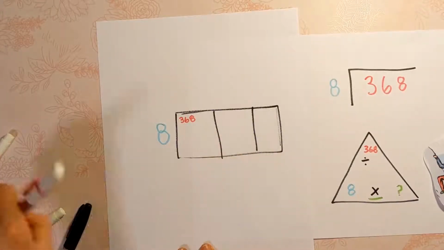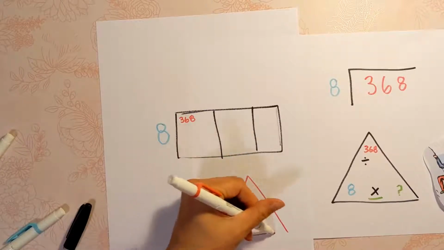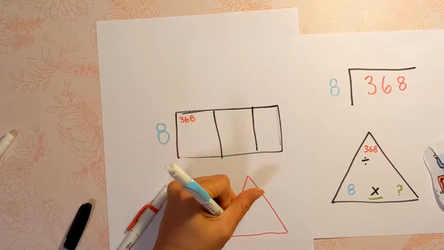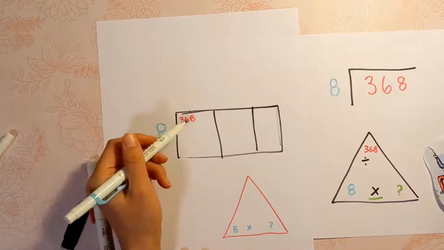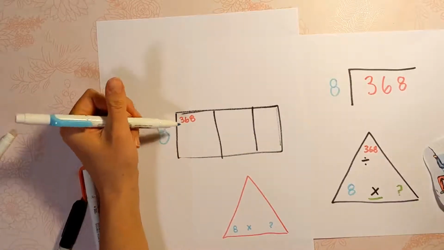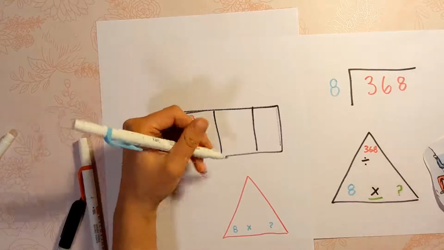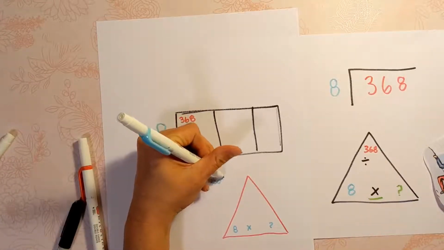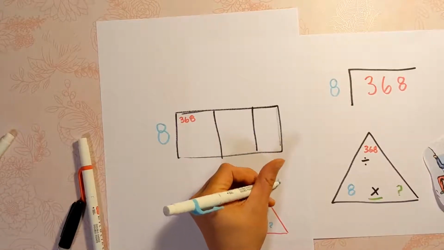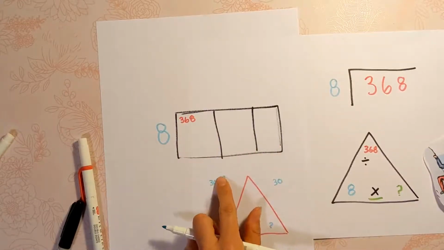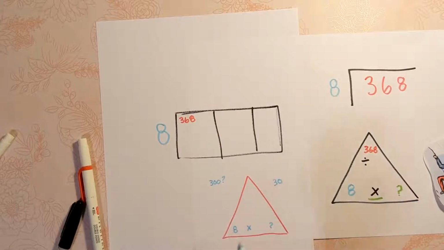So could we do 8 times something that gets us to 300, right? Because we're just going to look at the hundreds here. You don't need to look at the whole thing. So could we do 8 times something gets us up to 300? Or, 300 is a lot to think about. Could we think about 30? Because with the zeros, you can take them or leave them. 8 times something to get us close to 30.